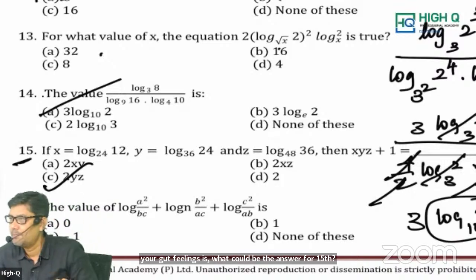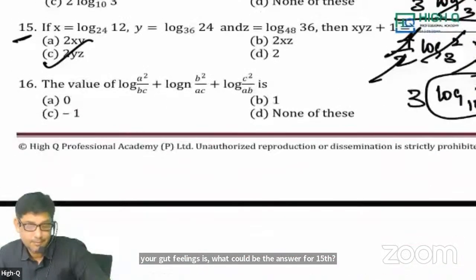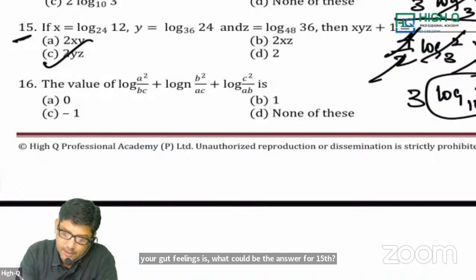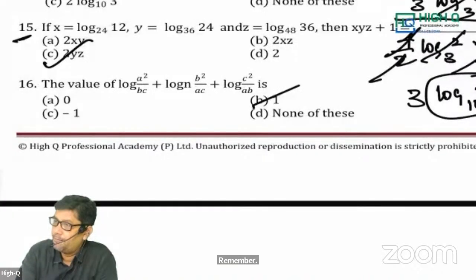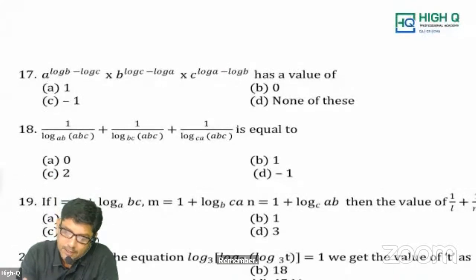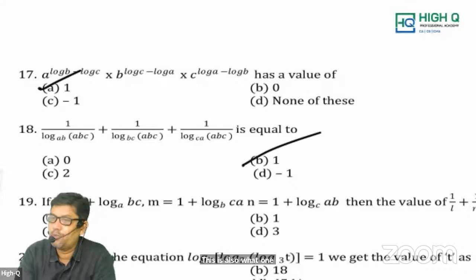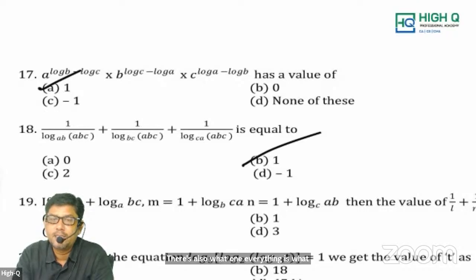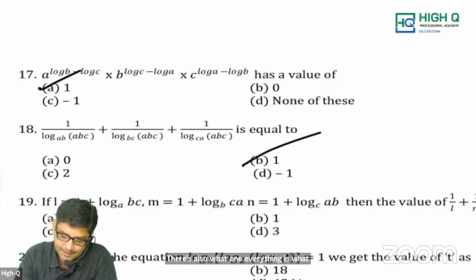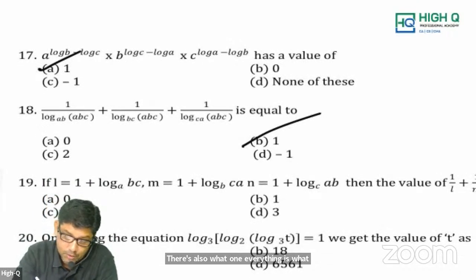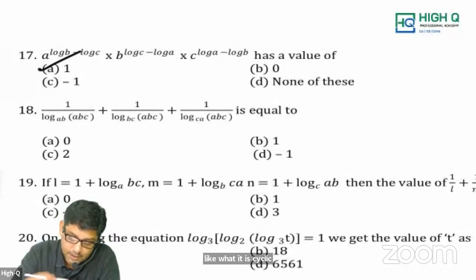Remember, this is a direct question. Anyone can answer it. 1. This is also what? 1. This is also what? 1. Everything is what? Cyclic. Oh, no, no. Blunder. This is log, na? I forgot. This answer is 2.